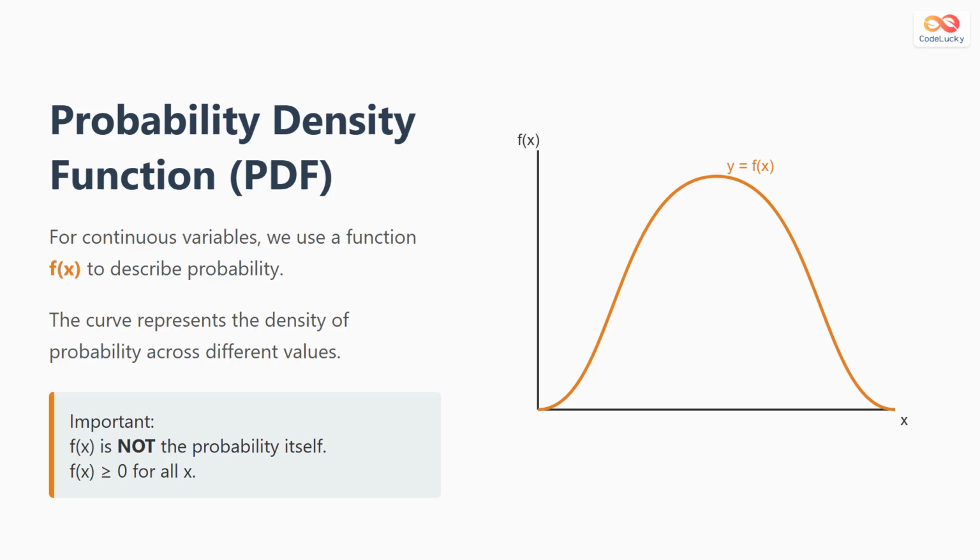For continuous variables, we use a special function called the probability density function, or PDF, denoted as f of x. The curve of this function shows us how the probability is distributed. It is crucial to remember that the height of the curve at a specific point is not the probability itself, but rather the density of probability.